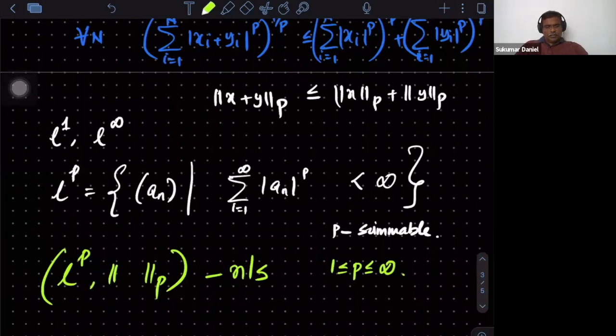Is it clear that to prove the triangle inequality, you need the Minkowski inequality? To say that this norm satisfies the triangle inequality, you use Minkowski. But even before that, to say that LP is a vector space, you need the triangle inequality. That Minkowski inequality is giving you that conclusion.